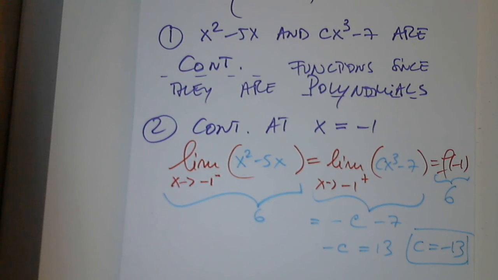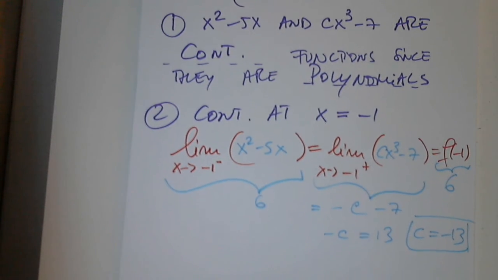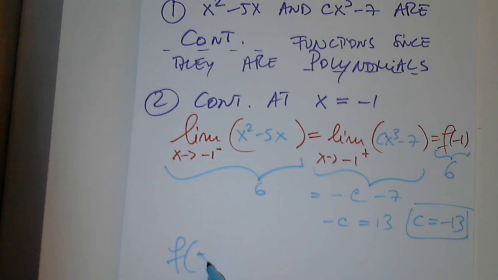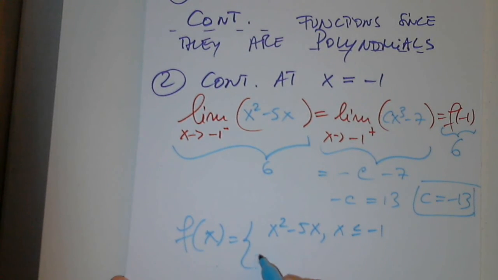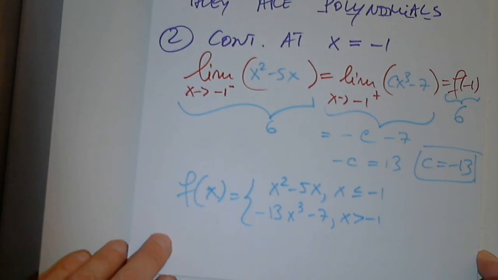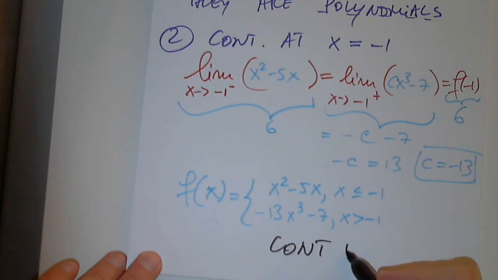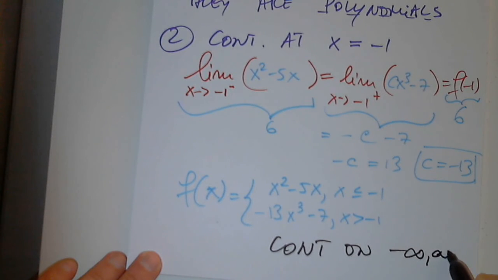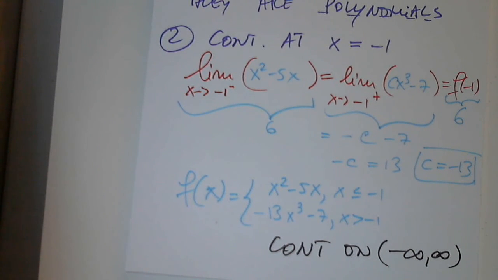And now I have to write the function from scratch. So f of x equals x squared minus 5x for x less than or equal to -1, and -13x cubed minus 7 for x greater than -1. And what do you say about this function? You know something about it, which is continuous on -infinity to infinity. So I think this should be okay.